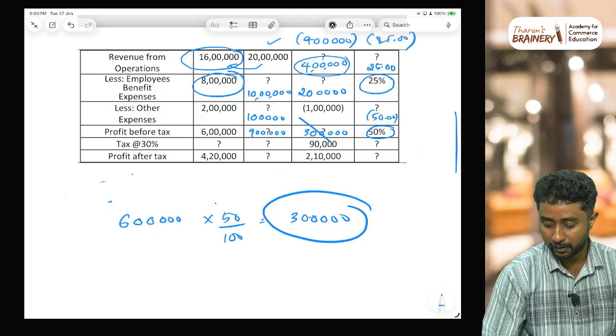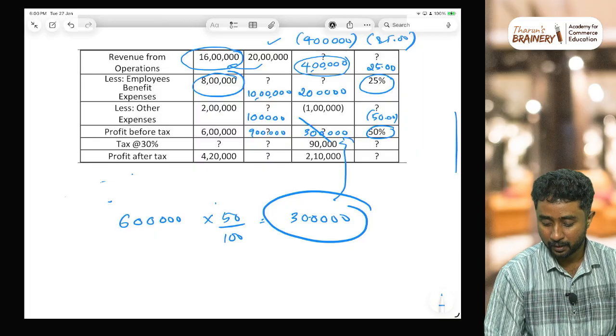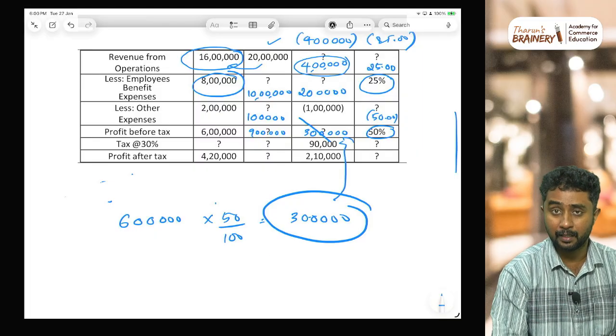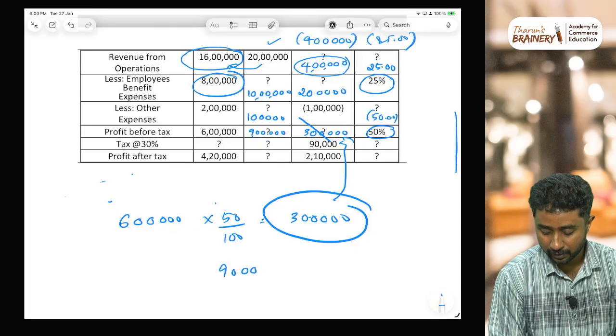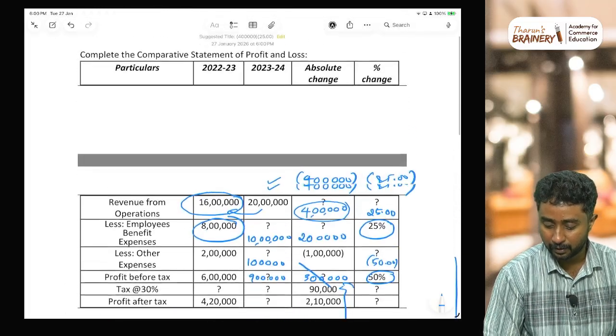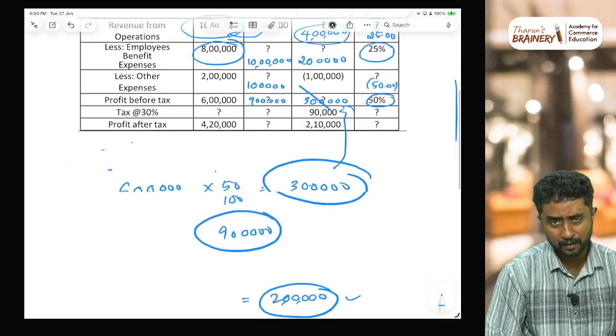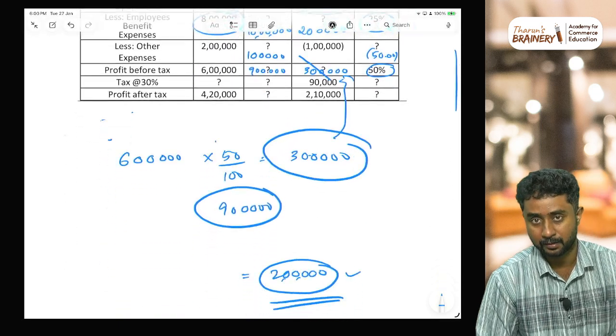So the absolute change will be the same 3 lakh. Similarly, if you add the 3 lakh to the previous year's 6 lakhs, you will get 9 lakhs. This 9 lakhs you have to mention here in the current year column. In that way also you can find your answer.